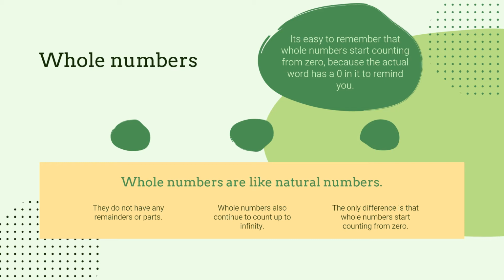So I'm reading up in the green circle at the top. It's easy to remember that whole numbers start counting from 0 because the actual word has a 0 in it to remind you. Well, it's not specifically a 0, but it is an O. So that should help you remember.